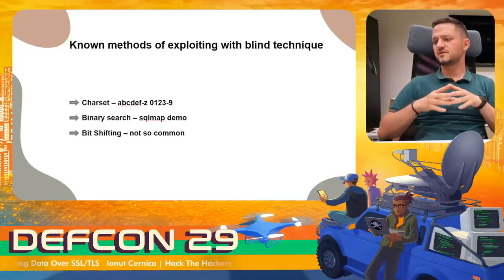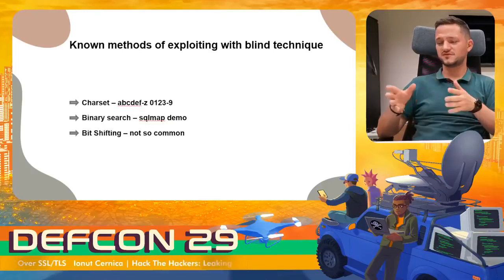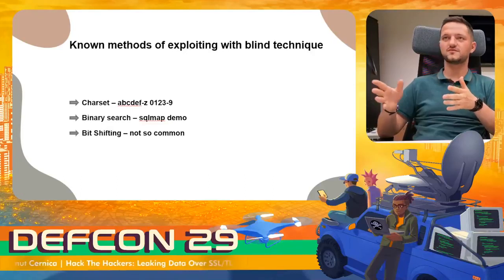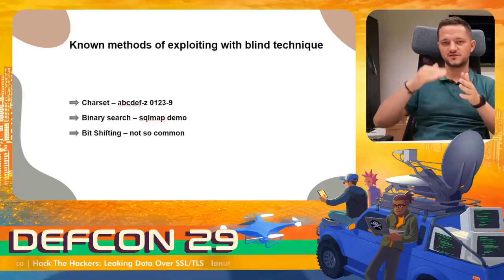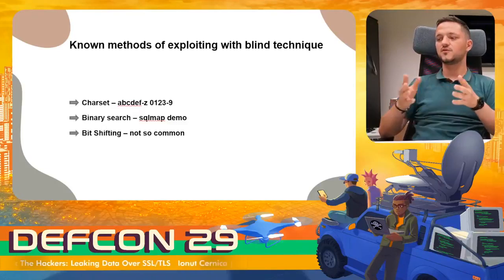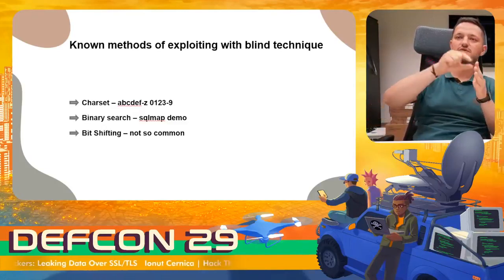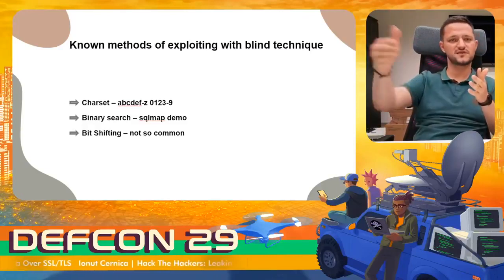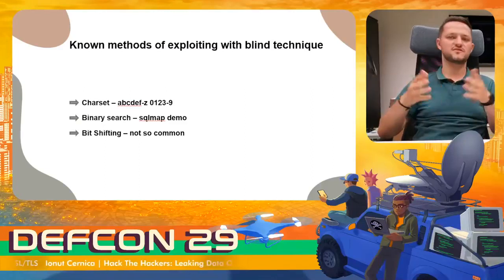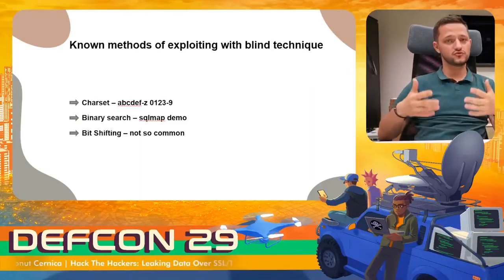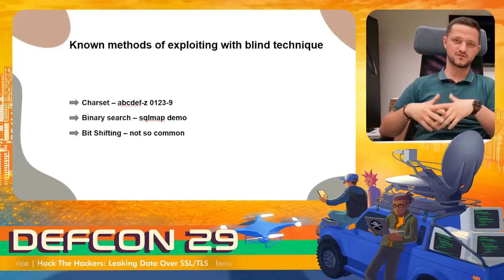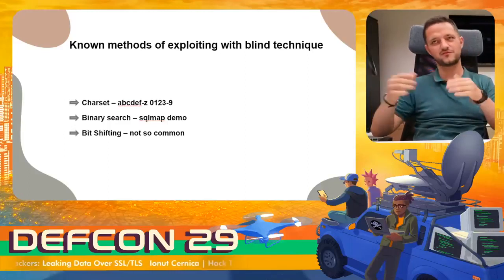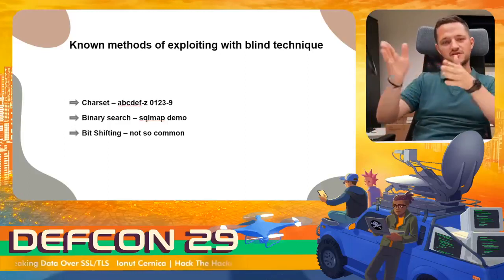Known methods of exploiting with the blind technique. These are the methods which we should find when we are looking for blind injection over SSL/TLS. The charset method: you have the letters and the digits, and you start by taking the first letter, A in this case, and interrogating the server. Is the first letter of the information A? And maybe it says false. Then you go to B, you go to C, till you get a true from the server, and the server will say, yes, this is the D letter from the information. The first letter of the information is D. Good job, go to the second one, and so on.